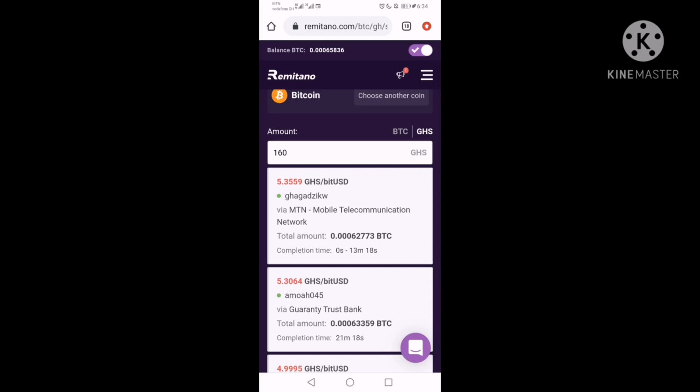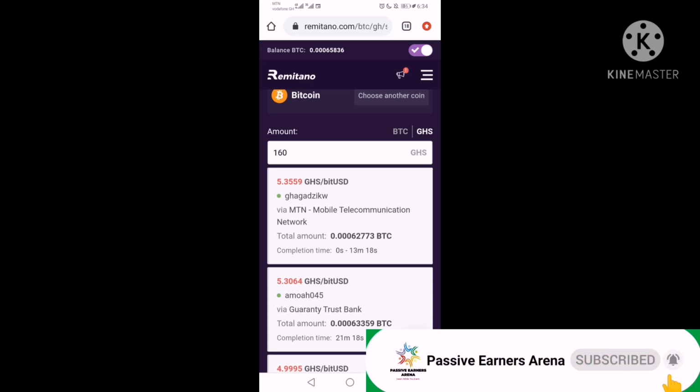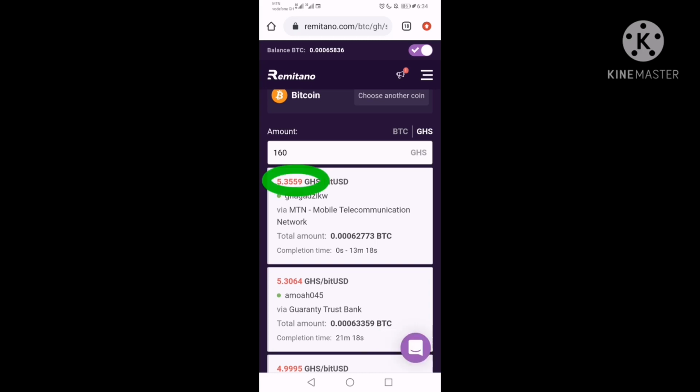Also, at the section where you have to withdraw, where it says enter amount, you can clearly see there's BTC or Ghana cedis. I'll advise you always select Ghana cedis so that you become very conversant with the amount that you want to withdraw. In my case, I have chosen to withdraw 160 Ghana cedis, and you can see three vendors popping up. The first one has an exchange rate of 5.3559. The second one has an exchange rate of 5.3064. So clearly the first one has a bigger exchange rate than the second one.